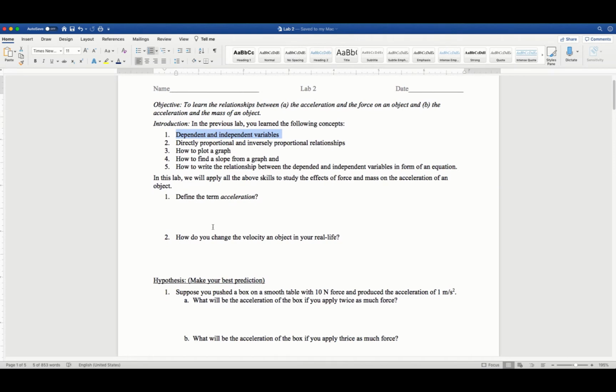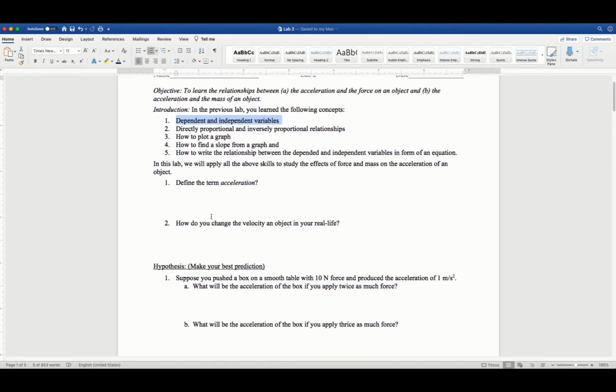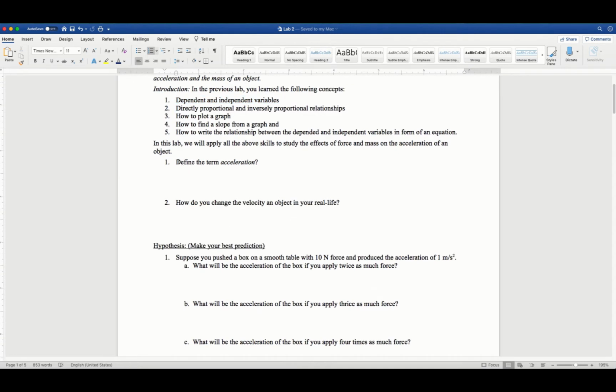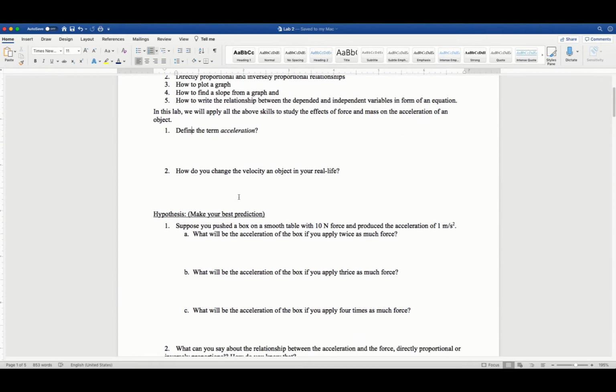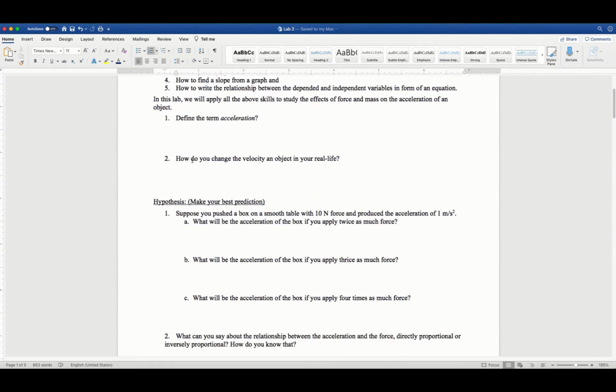Okay. So first thing is I want you to define what the acceleration is. You already learned the definition of acceleration in the videos on Blackboard. The next part is a common sense question. It's asking how do you change the velocity of an object in your real life. So let's say you are driving a car at some velocity. Now if you want to change the velocity of your car, what do you do to change the velocity of the car?